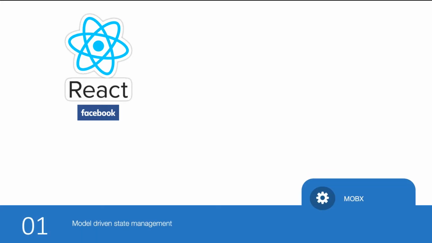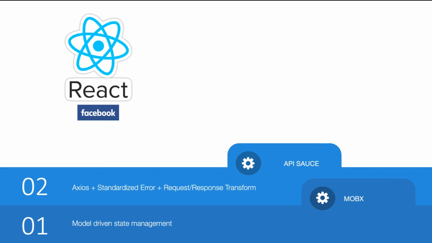We also use several technologies to make our application more solid and robust. For example, we use MobX, which is an advanced model-driven state management platform. We also use an API layer based on the Axios HTTP library, enhanced with standardized error and request-response transform mechanisms. It is responsible for handling all the API calls to the backend. Axios, by the way, is a popular and widely used HTTP client due to its reactive and promise-based approach to HTTP calls.